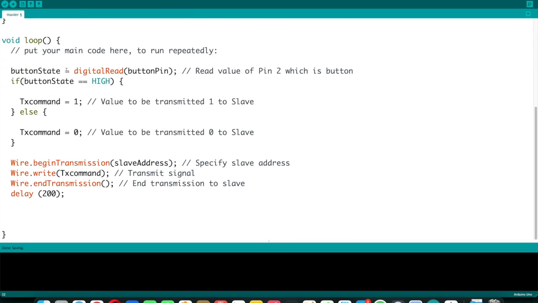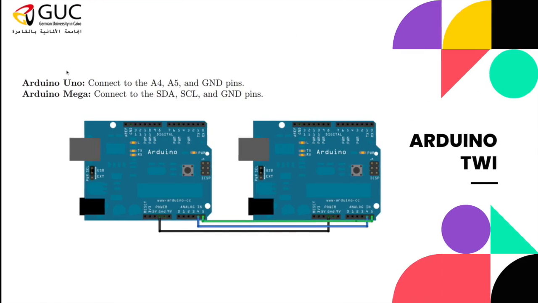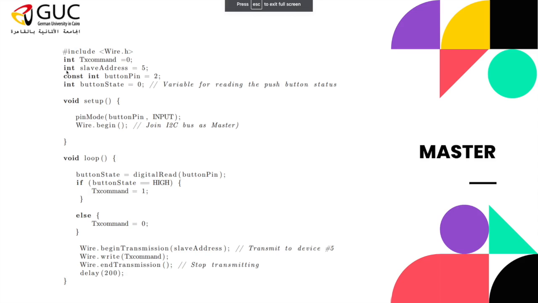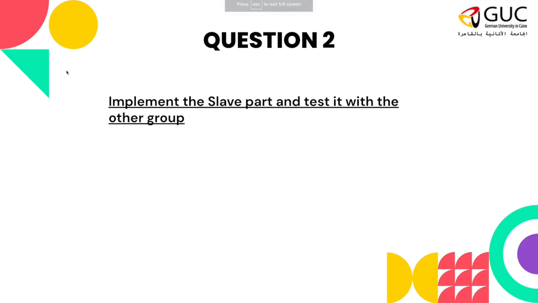Now, the second part asks us to implement the slave code. So if we go back here, this is the same code. Here, implement the slave part and test it with the other group. So we wrote the master code, and now the master can transmit data to the slave. Now we need to see the reaction of the slave, the second Arduino, and what type of commands or functions will be present inside the slave.